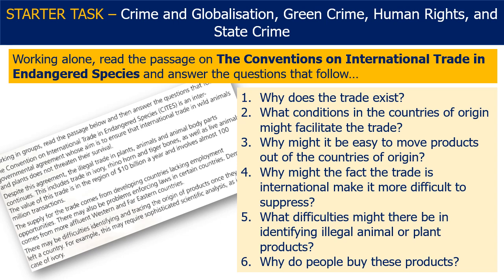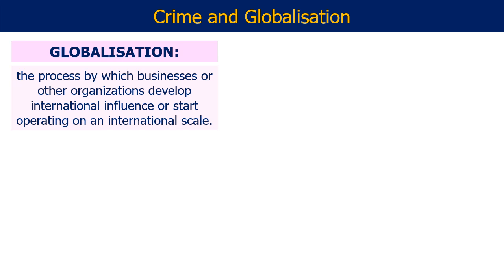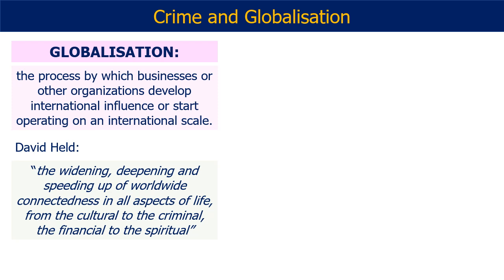Now, the reason we started with this is because it's a great example of the two things we're going to consider, both globalisation and green crime. So if you flip over your booklet, you'll see that there is a page all about globalisation with that definition: the process by which businesses or other organisations develop international influence or start operating on an international scale. David Held says, the widening, deepening and speeding up of worldwide connectedness in all aspects of life, from the cultural to the criminal, the financial to the spiritual.